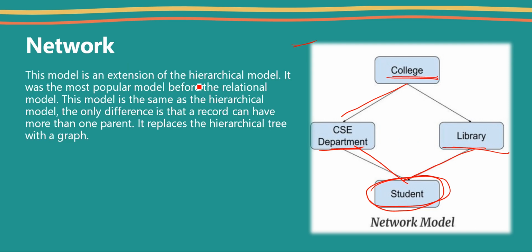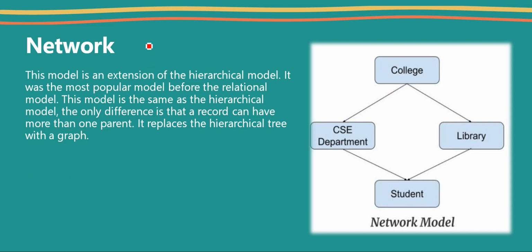So this model is an extension of the hierarchical model. It was the most popular model before the relational model. This model is the same as hierarchical model. The only difference is that a record can have more than one parent, right? In our hierarchical model there is only one parent and all others are the children of that, right? But in network model we can have n number of parents for a single child. Let's say student is here our child. So this child has two parents, CSE department and library, right? You can clearly see here.